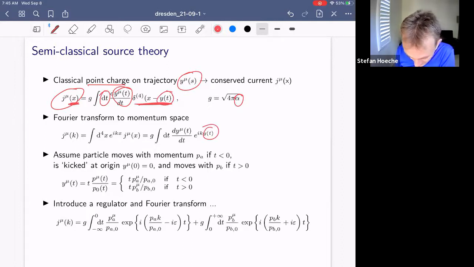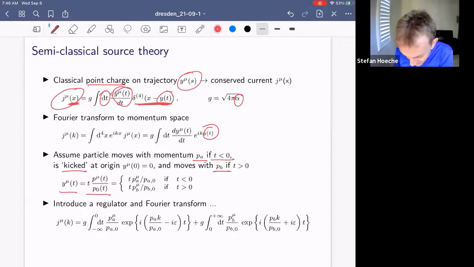So now I assume that this particle moves with a certain momentum p_a, which is constant, if the time is less than 0. It receives a kick at the origin, and we will be unspecific as to where this kick comes from, but what is important is that the kick is instantaneous. It happens at the origin, at time equals 0. I can always shift time around, so it can happen at any time, but it's instantaneous. And after the kick, the particle moves with p_b. Then I can write my y of t as so. I essentially take the time times the velocity of that particle, and the velocity changes both direction and magnitude potentially at time 0.